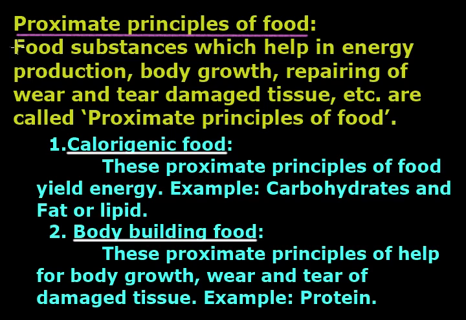Now the definitions. Proximate principle of food: the food substances which help in energy production, body growth, repairing of wear and tear, damaged tissue, etc. are called the proximate principle of food. As we discussed, the proximate principle food can be divided into two types: calorigenic food and bodybuilding food. The calorigenic foods are those proximate principle foods which yield energy, providing energy to our body to perform various kinds of functions.